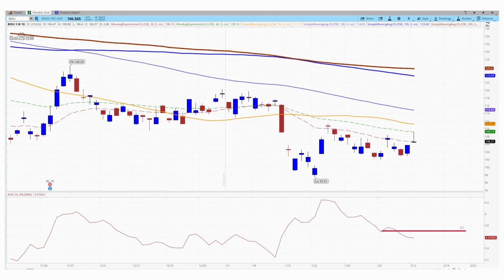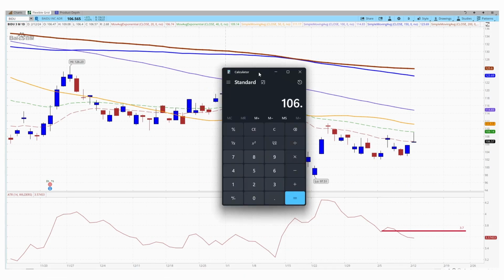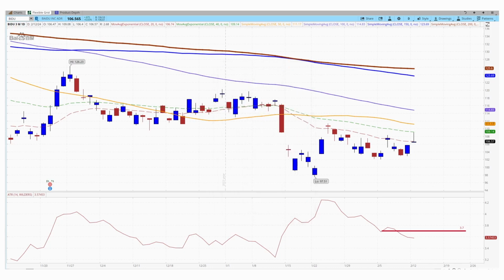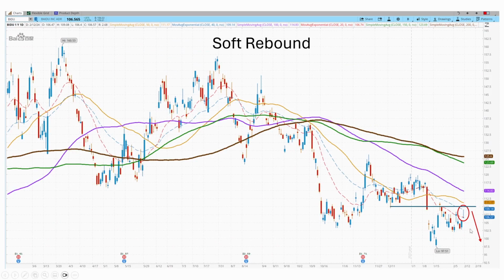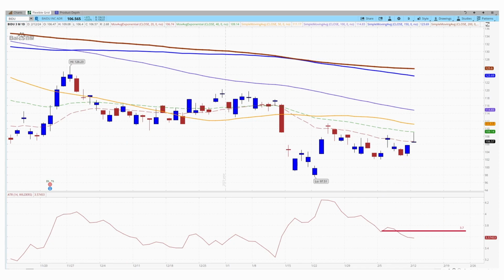Let's get the calculator. $106.56 minus 3.7. This is the case for a put option. This is where I get the average price movement of the distance where the price can move to. So it would be $102.87. That would be right around here, right at the support. So that's great. That makes it actually easier for the price to go to, because usually prices are incentivized to want to get to the support to see where they can move next to test it.